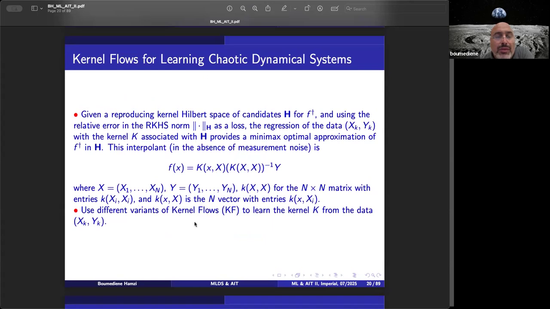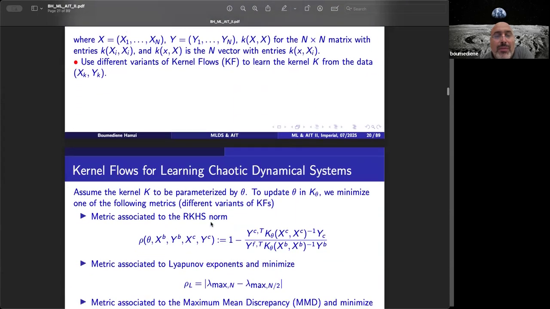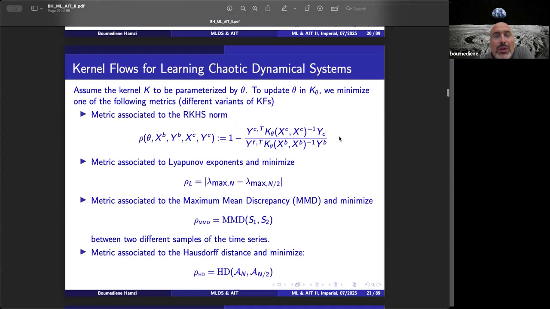We use different variants of kernel flows to learn the kernel from data, because when we are dealing with dynamical systems, it's not only about learning short-term predictions, but also long-term ones. The first one, the relative error, is related to short-term prediction. If you want to learn long-term, we are looking at Lyapunov exponents. Here we are just looking at the maximal Lyapunov exponent, but it can be other Lyapunov exponents.